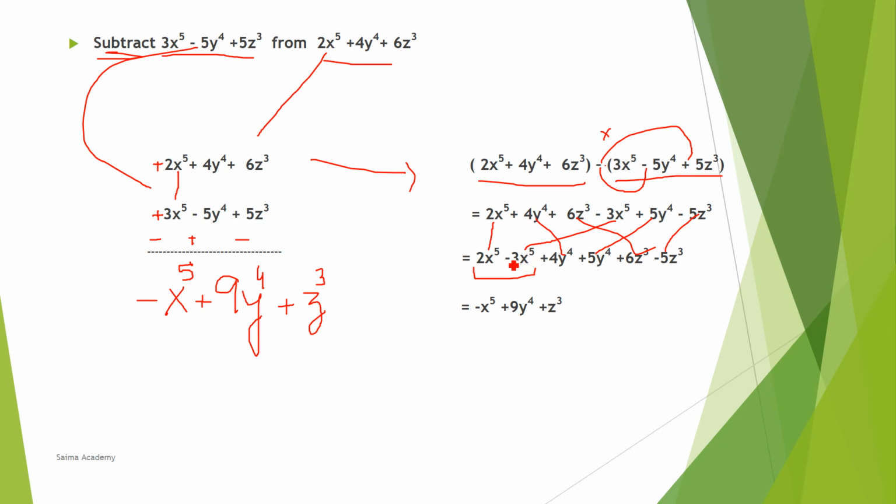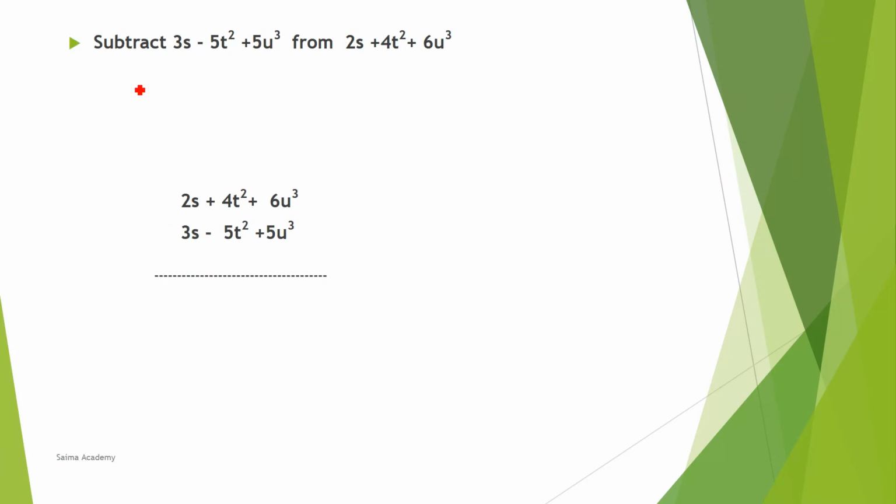2x^5 minus 3x^5, so it will be minus x^5 because 3 is greater than 2. 4 and 5, 9. 6 minus 5, definitely you have to subtract, plus minus minus, but the sign will come, meaning 6 is greater than 5, so plus, and this is the answer, right? So in subtraction you have to change the sign. Keep in mind, subtract this from this, so first you have to change the sign. No sign means it is plus, right? Minus, it will be plus. This is plus, so it will be minus, right?